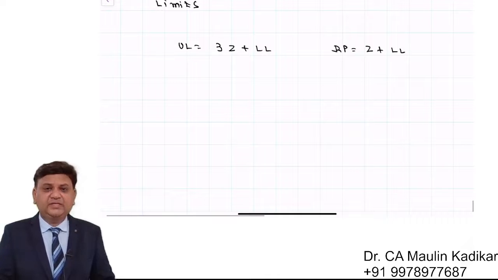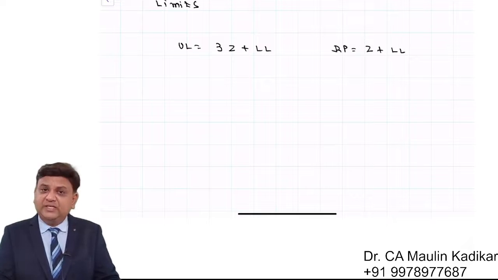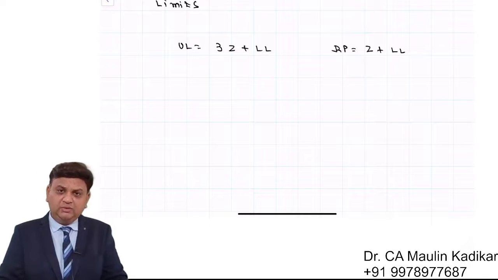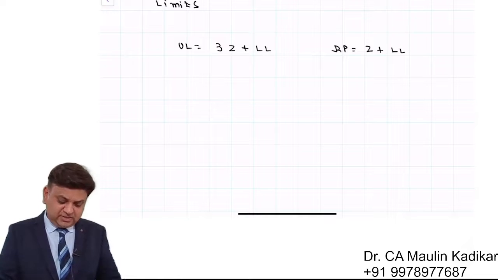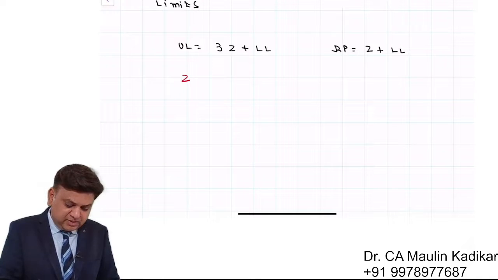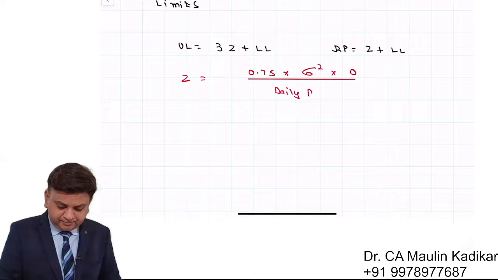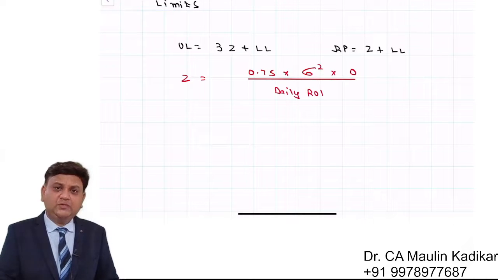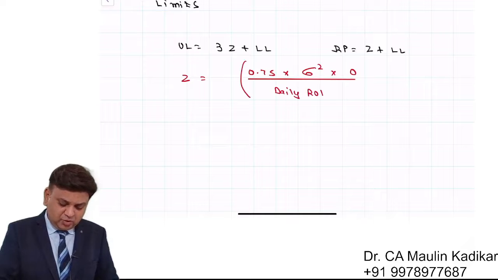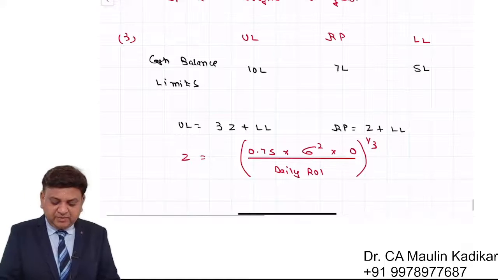As far as the lower level is concerned, that is required to be decided subjectively by the company on its own as per the requirement of the business, and z is calculated as 0.75 into variance into cost per transfer divided by daily rate of interest, and the variance is of the daily cash balance, whole raised to 1 by 3. This is a simple formula that they have given.